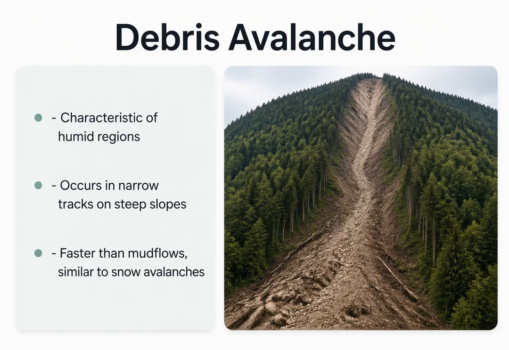Another rapid movement is the debris avalanche. This is characteristic of humid regions, and it can happen whether the slope is covered in vegetation or not. Debris avalanches occur in narrow tracks on very steep slopes. You can think of them as being very similar to a snow avalanche, but made of earth and rock. Because of the steepness and the mechanics of the fall, a debris avalanche can move much faster than a typical mudflow, leaving little time for evacuation.